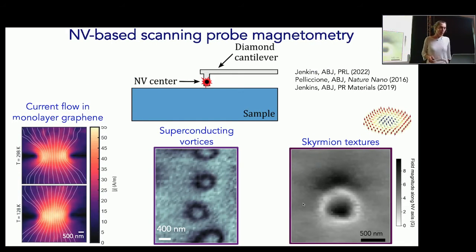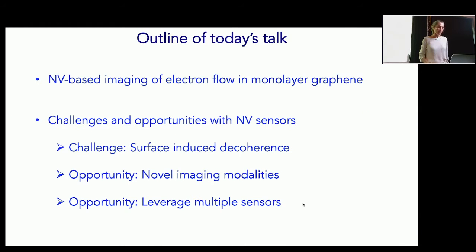In our group, this is just a sampling of some of the experiments that we've performed, where we can image current flow in monolayer graphene. I'll talk about this a bit more today, but other previous experiments have included imaging vortices in superconductors and imaging the texture of magnetic skyrmions in magnetic multilayer devices. So again, I hope as background, I can show you that the NV sensor is already being useful in imaging condensed matter systems and is quite applicable to a variety of them.